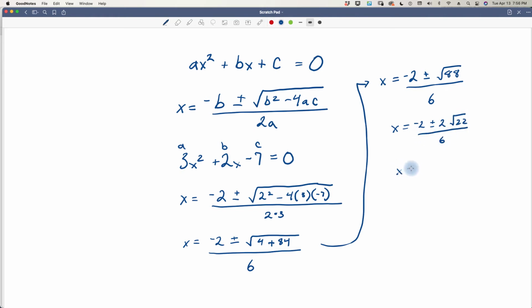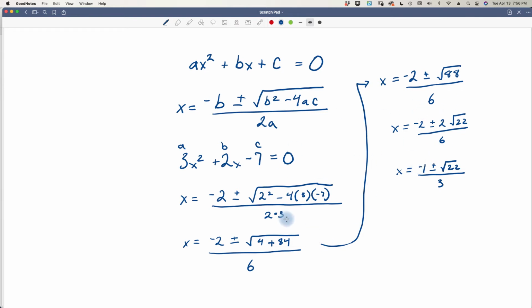And then we can simplify that by dividing this by 2, and we get negative 1 plus or minus the square root of 22, all over 3. And that is our answer. It's a little bit faster than completing the square. It's fewer steps for sure. So we had 1, 2, 3, 4, 5 steps. Much faster than completing the square.